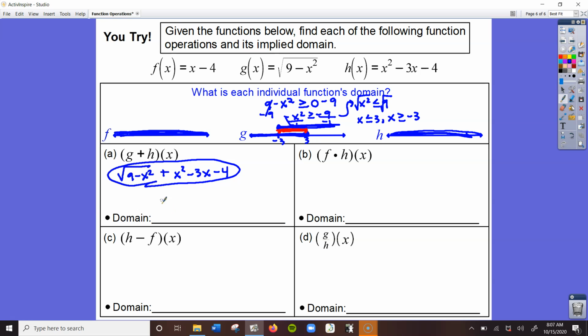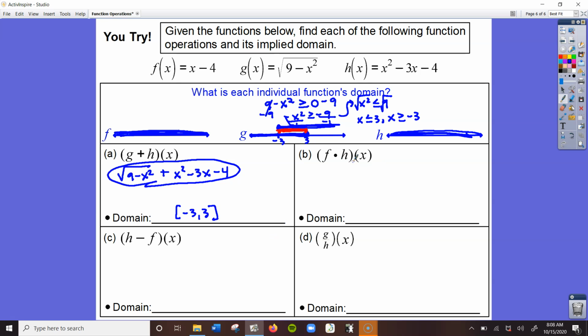Now the domain. The domain of g and h, we see that the domain for g is the only one that is restricted from negative 3 to 3. So if I layer it on top of h, which is all real numbers, the only time that both of them would exist would be when they would overlap, which would be from negative 3 to 3.